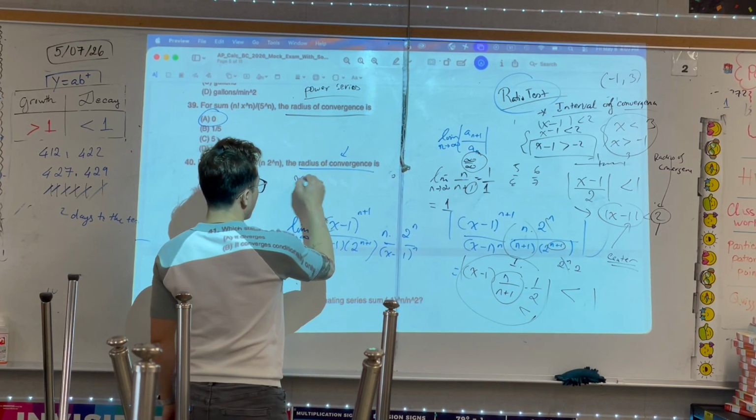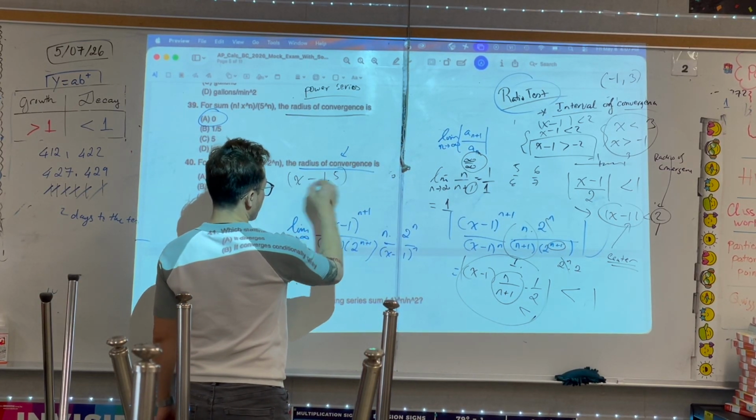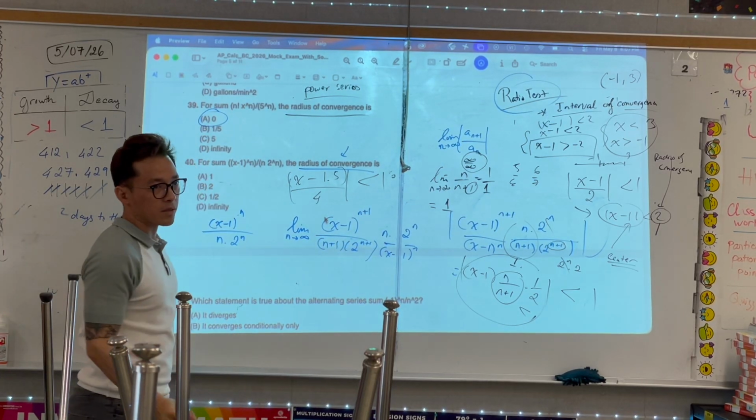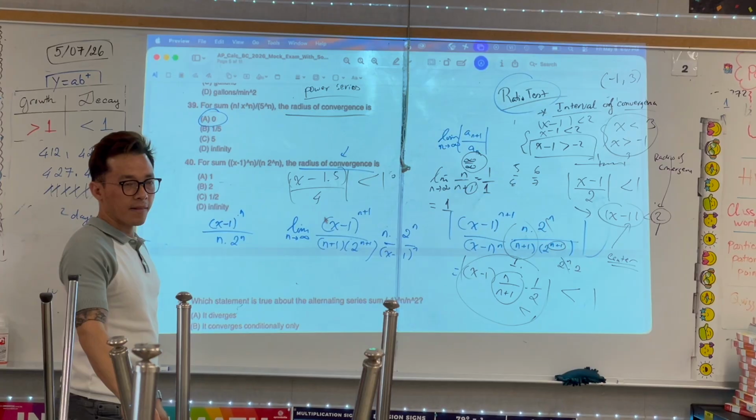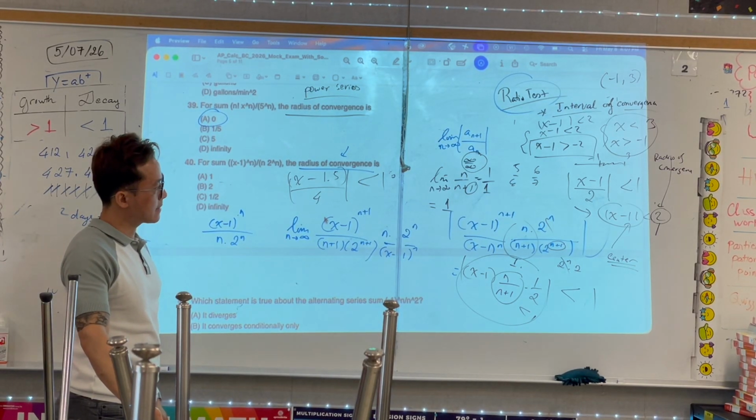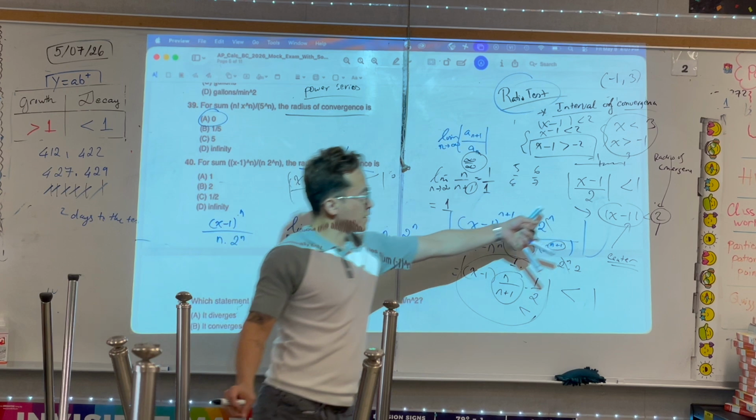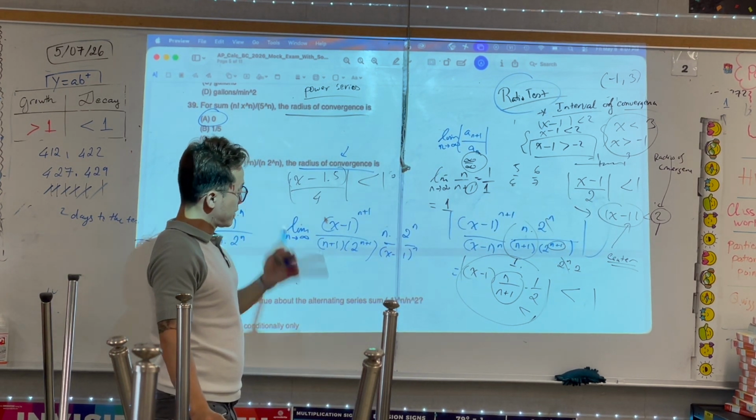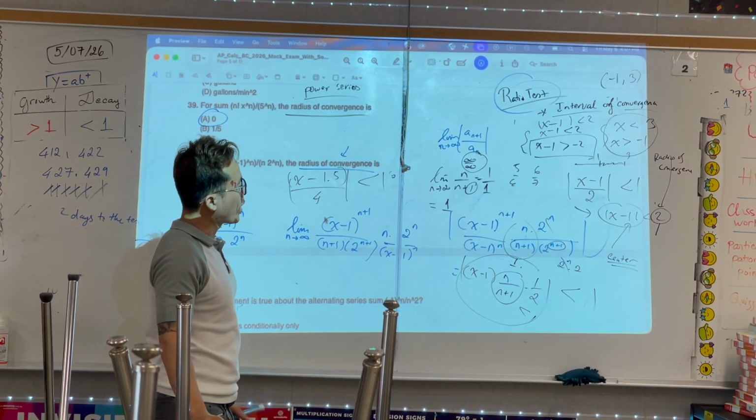Let me answer this again. Let's practice. Okay, what is the radius of convergence? Wait, this has no n. Similar to this. He said the radius is 1. What is the radius of convergence? 1.